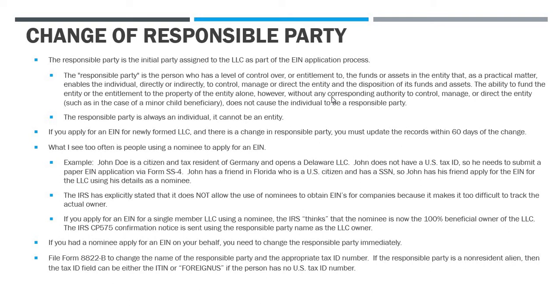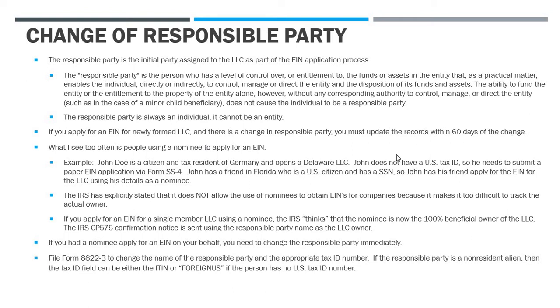What are they meaning there? Well, they're just asking who is the beneficial owner that controls the company, right? So if you're the 100% owner of an LLC or the 100% owner of a corporation, you are the responsible party, okay? So if the EIN responsible party differs at any point after the initial application, then you need to change it, right? So for example, if you apply for an EIN for a newly formed LLC and you had one responsible party and then there was a change in ownership, you've got to update those records within 60 days of the change.